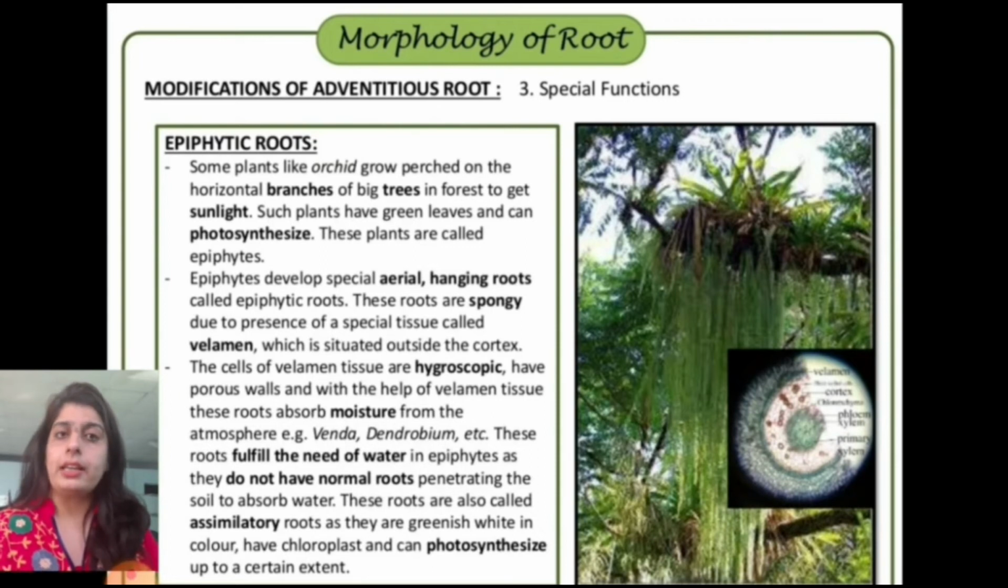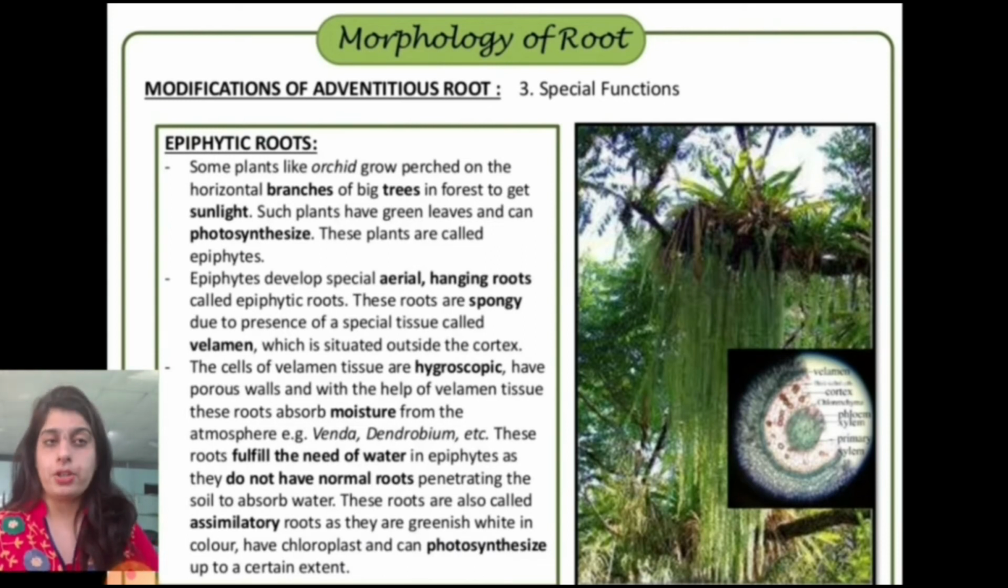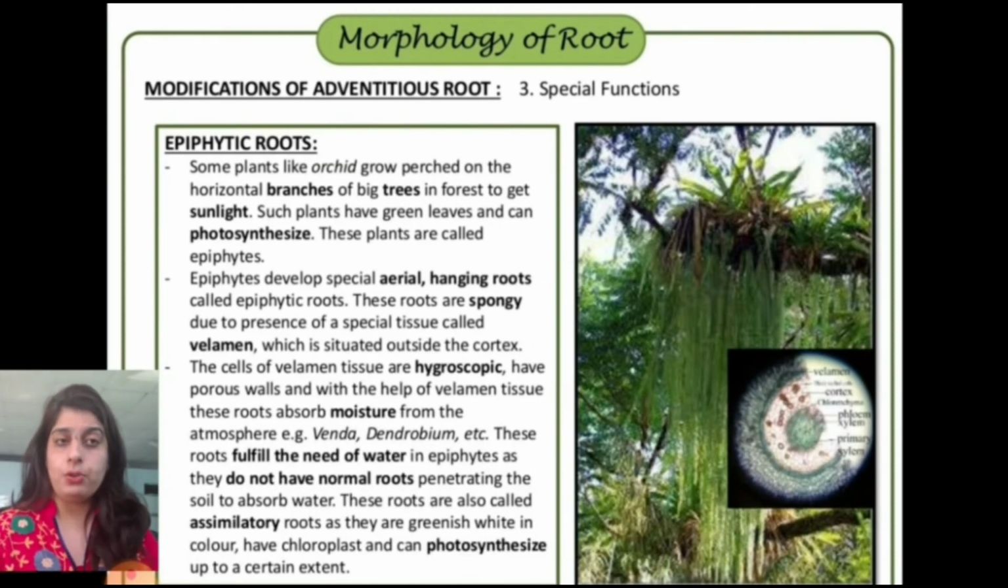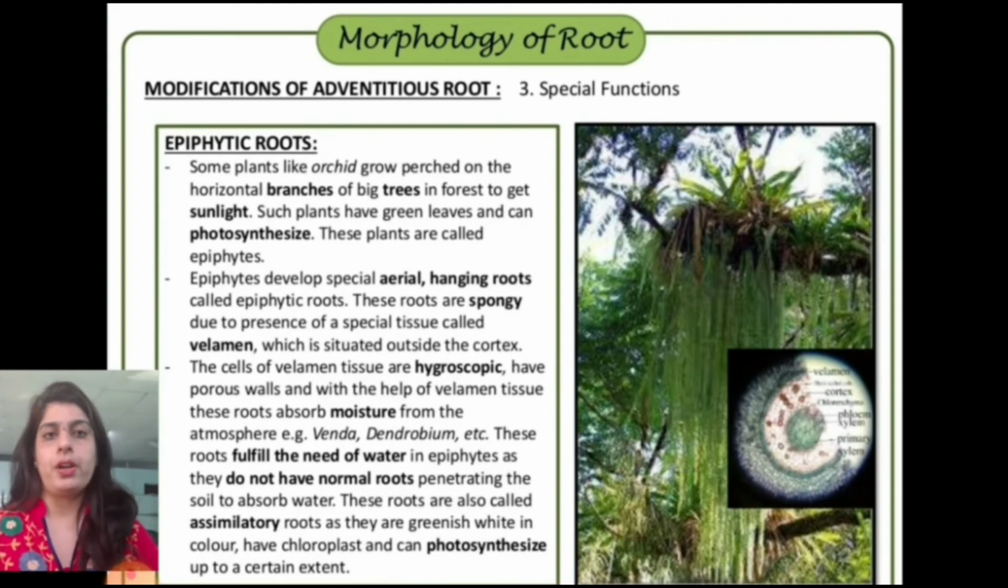Hygroscopic means they absorb water and moisture from the environment and fulfill their water need from the environment itself. These roots are green in color. That's why they carry out the process of photosynthesis. When I told you the secondary functions of the roots, I told you one of the functions is photosynthesis. So the epiphytic roots perform the photosynthetic process because they are aerial roots and hanging roots. The examples of such plants are Vanda and Dendrobium, which have epiphytic roots.